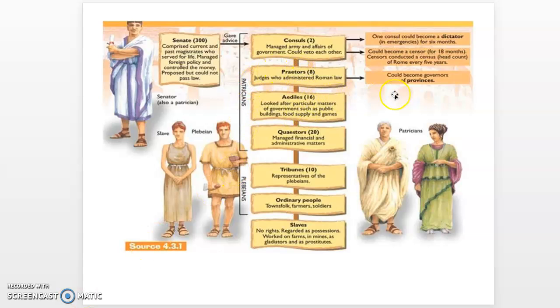This kind of shows you a bit more of the breakdown of different people in power: senators, patricians. They were part of the magistrates. We have things about consuls and how they managed armies. We had praetorians who were judges in the law. They could become governors of provinces. So there's different kind of stages. Down at the very bottom, the plebeians, tribunes were representatives of plebeians. You had ordinary people and then slaves. There was slavery in the Roman Empire, so they weren't like full of social justice.